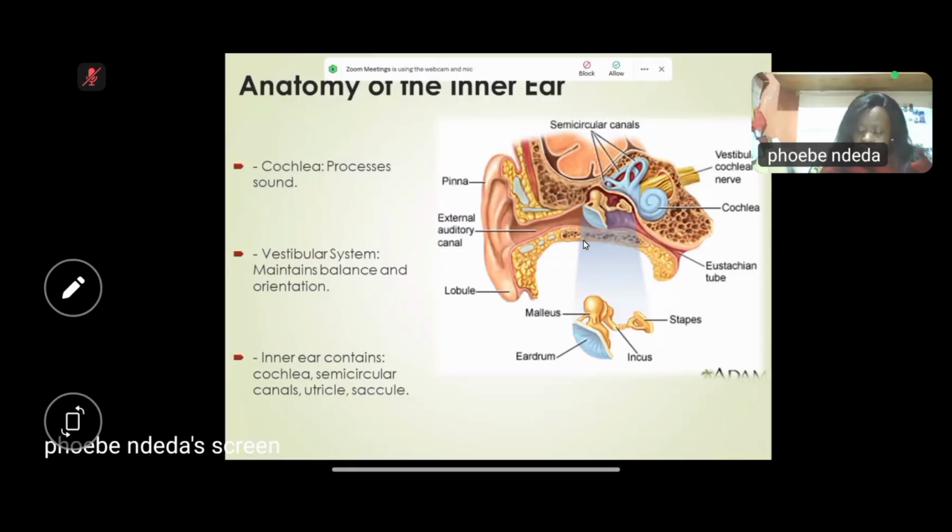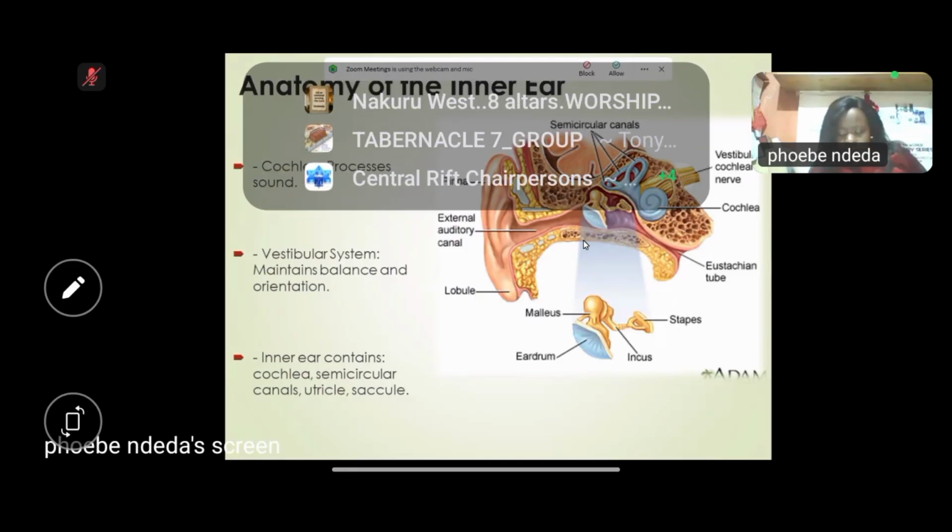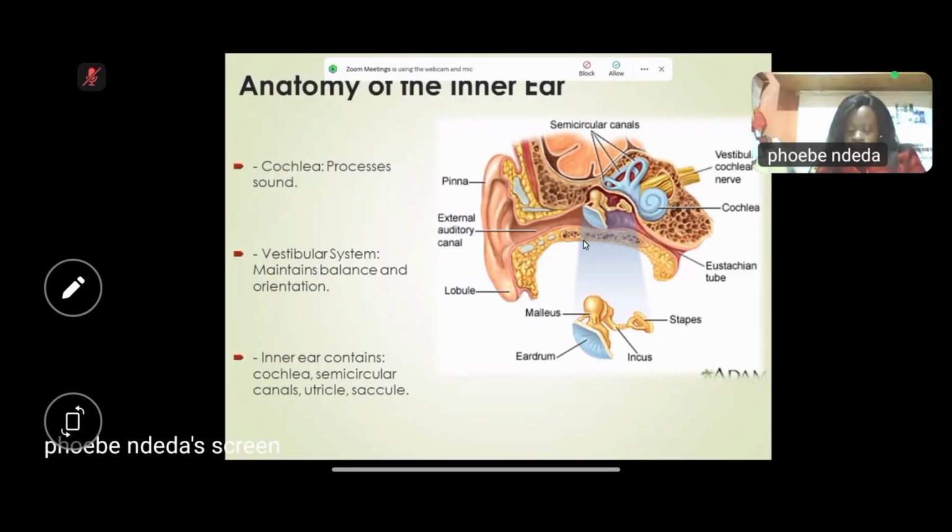Then we have those semicircular canals. Their work is to maintain balance and spatial orientation by detecting rotational or angular movements of your head. So as you study that diagram, I hope you're now going to understand our next diagram.